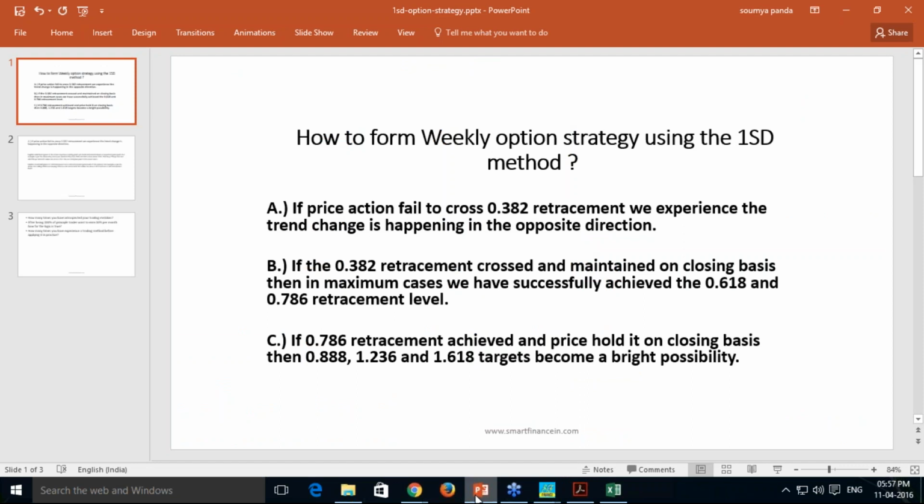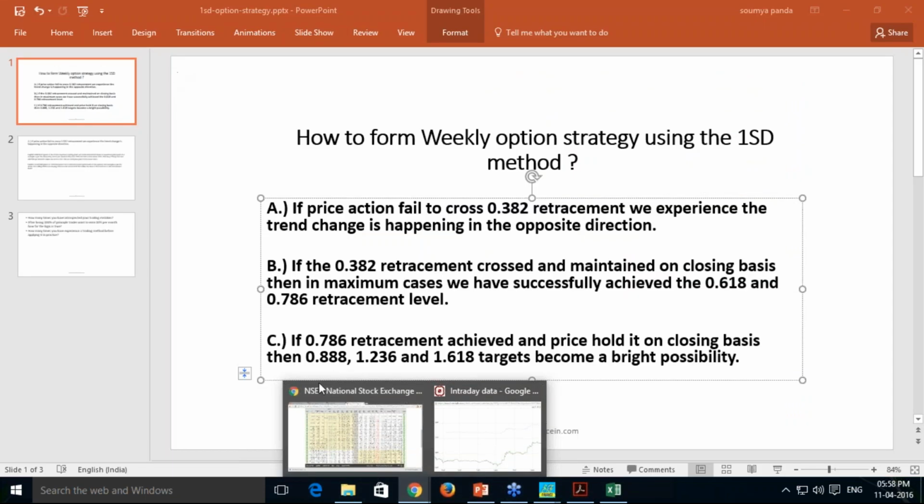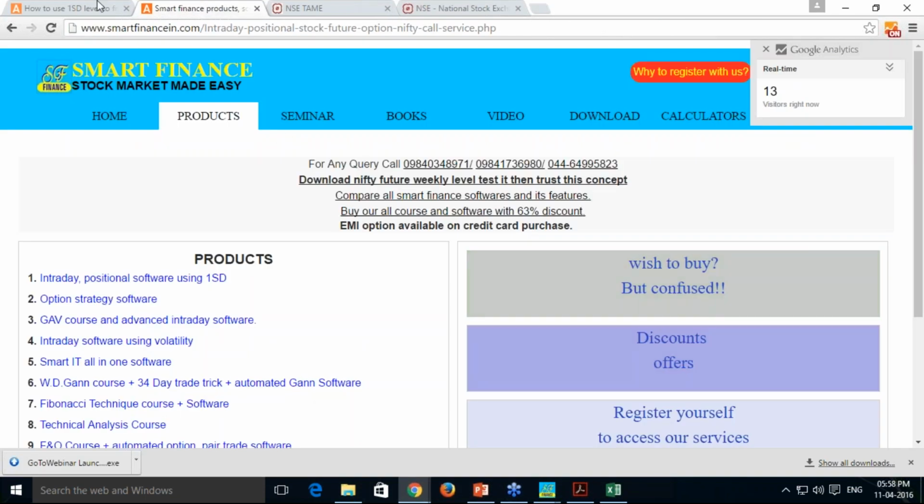So 0.786 you are expecting. If it moves above 0.786, you will be at a great profit. Third, if the 0.786 retracement is achieved and price holds above that on a closing basis, then the 0.888, 1.236, 0.618 targets are a possibility. In this particular situation, what strategy to take, that also I have explained here.